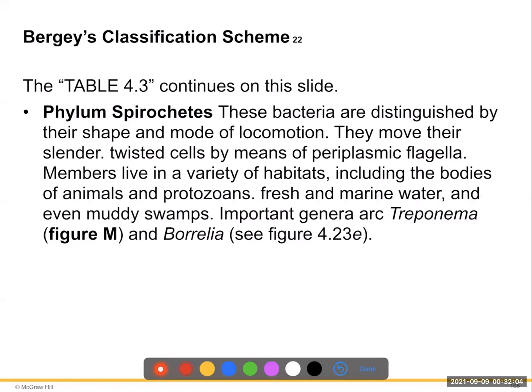That's a perfect question. Phylum Spirochetes, bacteria distinguished by their shape and mode of locomotion, how they move. Their movement is by slender twisted cells by means of periplasmic flagella that come out. They live in different habitats, including the bodies of animals and protozoans, fresh and marine water, and even muddy swamps.